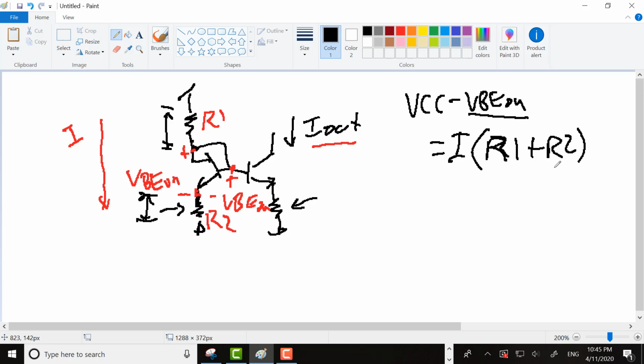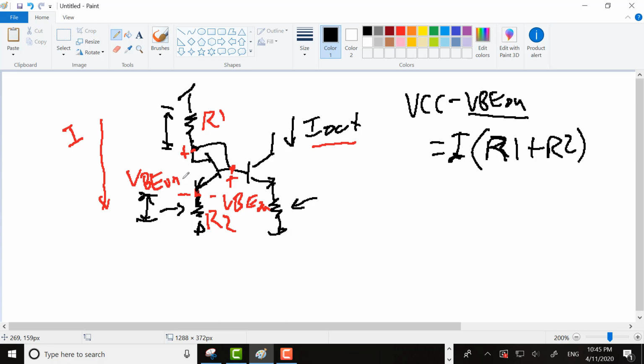So now for, this is for whatever current you've decided you're targeting, and for this lab, it's 1 milliamp or 0.1 milliamps. That current across these two resistors has to drop the remaining voltage that isn't dropped across the transistor, which is VBE on. I think I already said that a couple times, but let's go back to that.